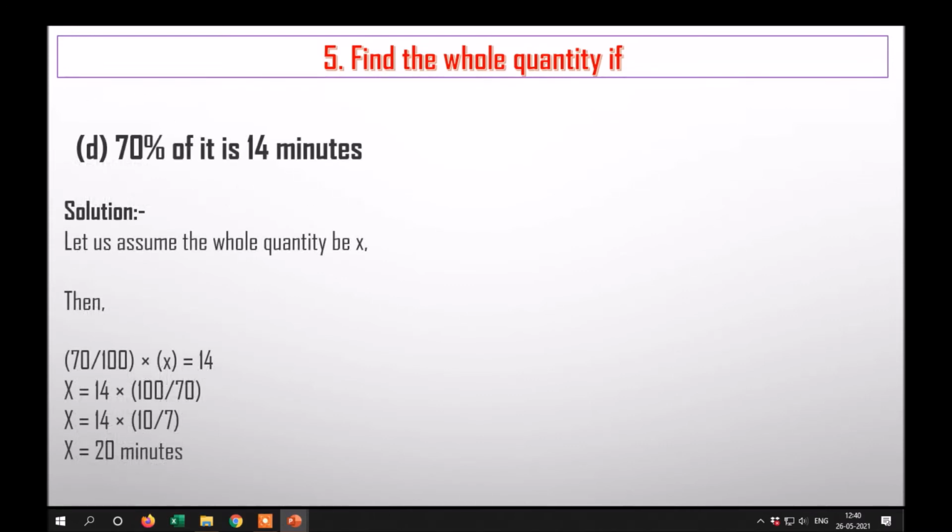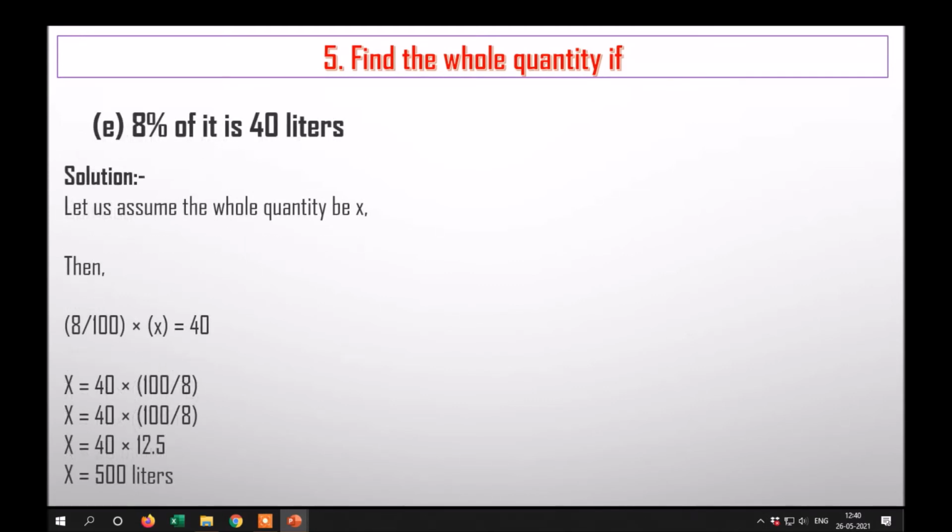70% of it is 14 minutes. So let us assume the whole quantity be x. 70 upon 100 into x equals to 14. So 14 into 100 upon 70. 14 into 10 upon 7. That is 20 minutes.